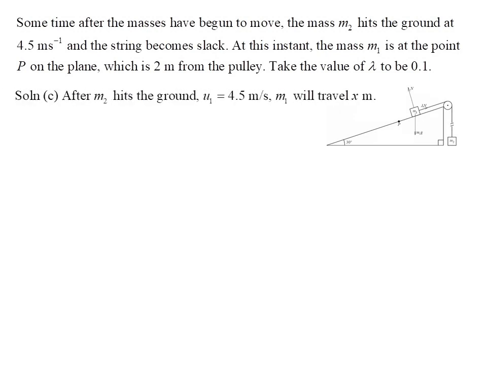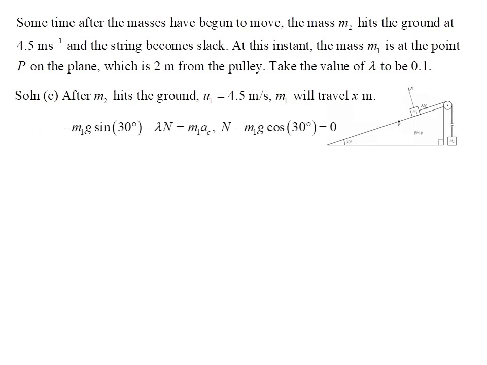Part C is to find how far from point P the mass m1 travels before it starts to slide back down the plane. Immediately after m2 hits the ground, u1, the speed of m1 at this instant, equals the speed of m2, which equals 4.5 meters per second. And we here assume m1 will travel x meters and its acceleration is a sub c meters per second squared.